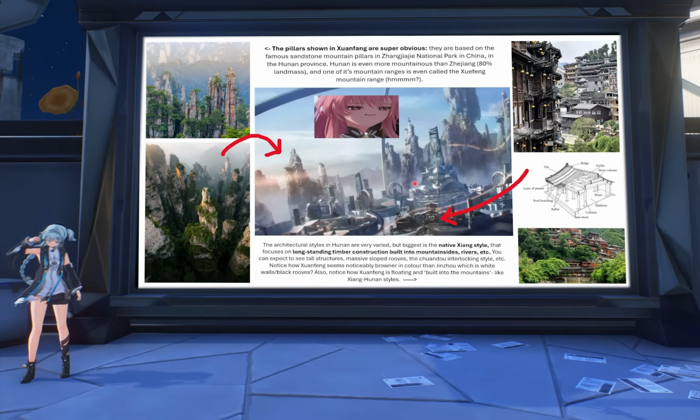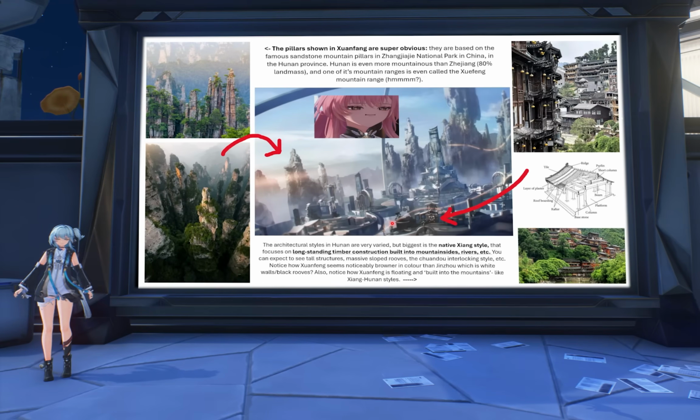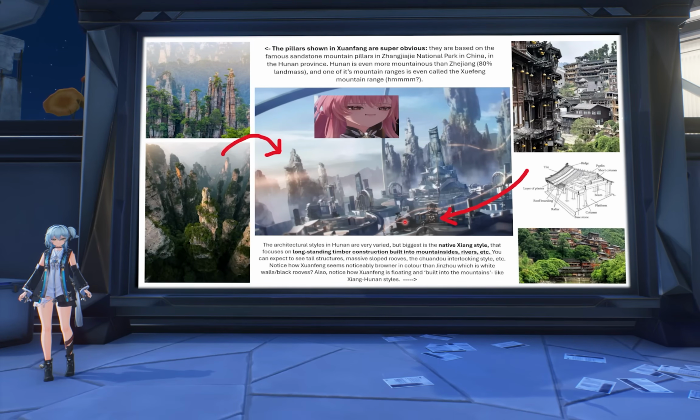In this picture, if you didn't notice already, this city is floating. It's not, for example, built into mountains or whatever, it's floating. And the color palette of the buildings is a bit different. Jinzhou, as we said before, is predominantly black and white, right? Whitewashed walls, black tiled roofs. But in this city, we see a lot more brown and modern architecture and glass, right?